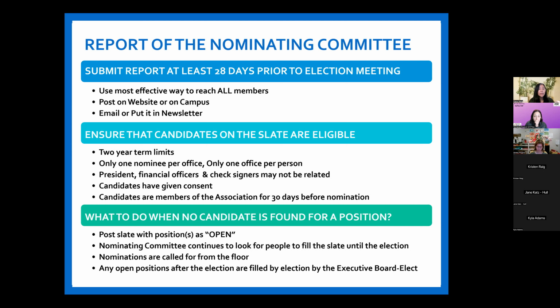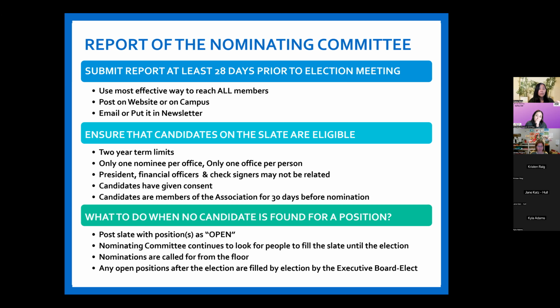You want to make sure, as a parliamentarian and the president, you want to ensure that all the candidates on the slate are eligible. So take a quick look at it, make sure that they haven't already served the 2 terms, make sure that there's only one nominee per office, and that each person is only listed 1 time. The president, the financial officers, and the check signers cannot be related. And they must give consent, and they must be members of your association for 30 days before nomination, being the day of the election.